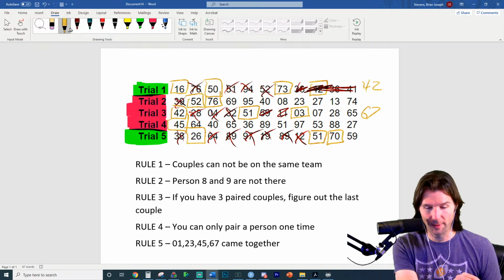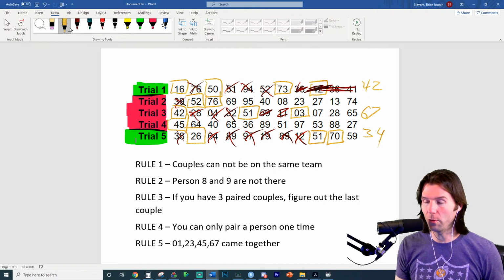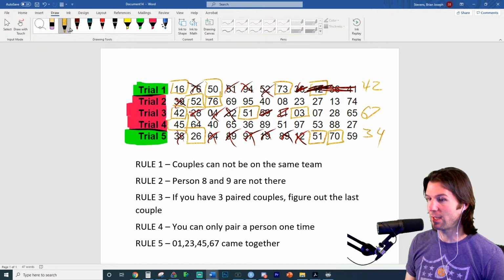Now, some tips for this problem. You can only get multiples of 20% as an answer.